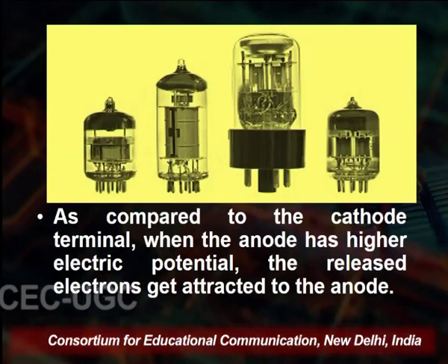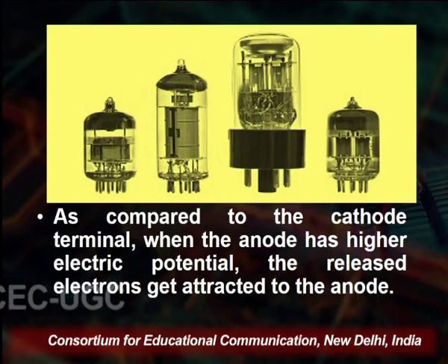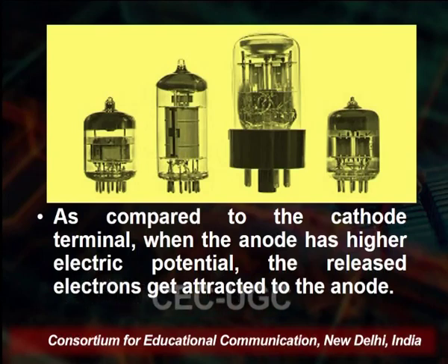The main reason behind it is that the current of negative charges going in one route is equivalent to the current of positive charges in the opposite direction. So, we can see here some pictures of the vacuum tube. As compared to the cathode terminal, when the anode has higher electric potential, the released electrons get attracted towards the anode. You see here, if we look clearly, we have electrodes: one is the anode and one is the cathode.